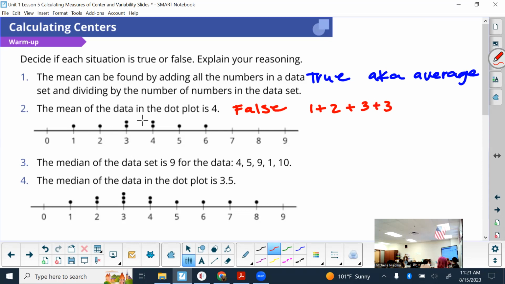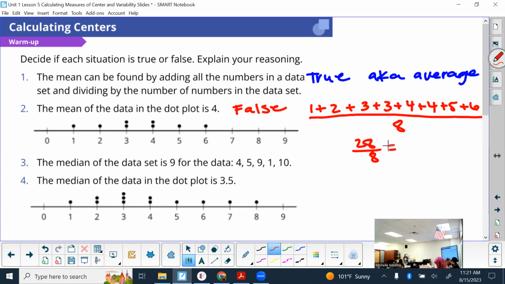Okay, good, there's 2 3s. And then good, and then good. So add those all up. What do you get when you add them? And we're dividing by how many? 1, 2, 3, 4, 5, 6, 7, 8. So then, yeah, 28 divided by 8.